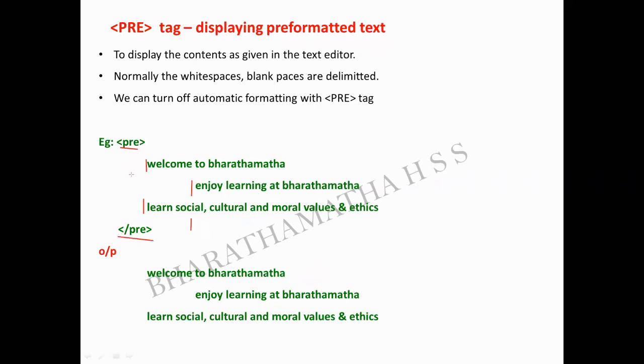So pre-tag is a paired tag or a container tag. Pre-tag is a paired tag or a container tag. So in the pre-tag, write the contents according to the spacings you can decide, put out all the contents, and then close the pre-tag.